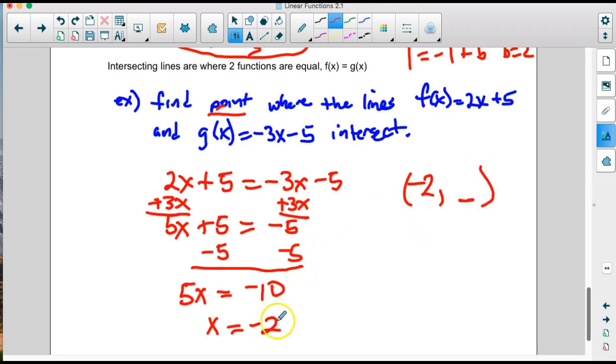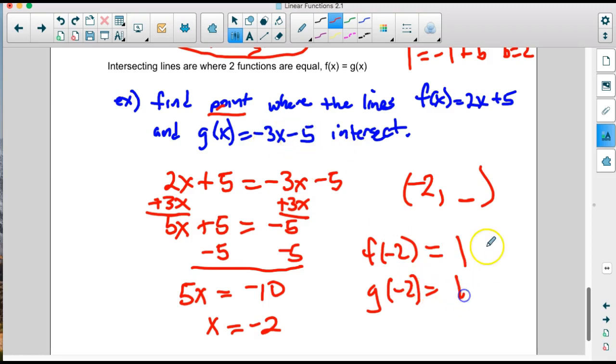So I need to plug that back in. Now if they intersect there, that means I can use either equation. So I can use f of negative 2, or I could do g of negative 2. They should give me the same answer. So when I plug it in, negative 2 times 2 is negative 4 plus 5 is 1. If I put it in here, negative 2 times negative 3 is 6. 6 minus 5 is 1. So both of them give us the same value. So our answer is negative 2 comma 1 for the point.